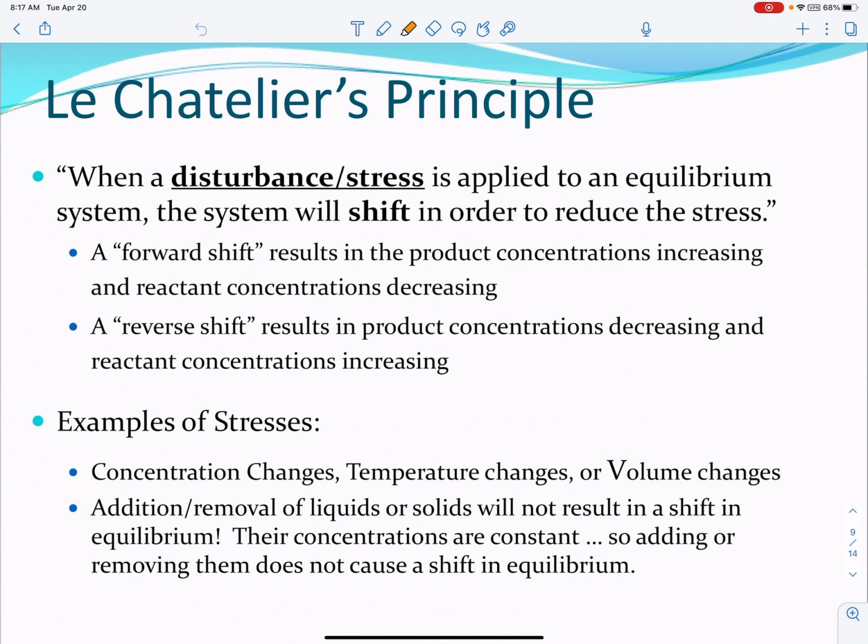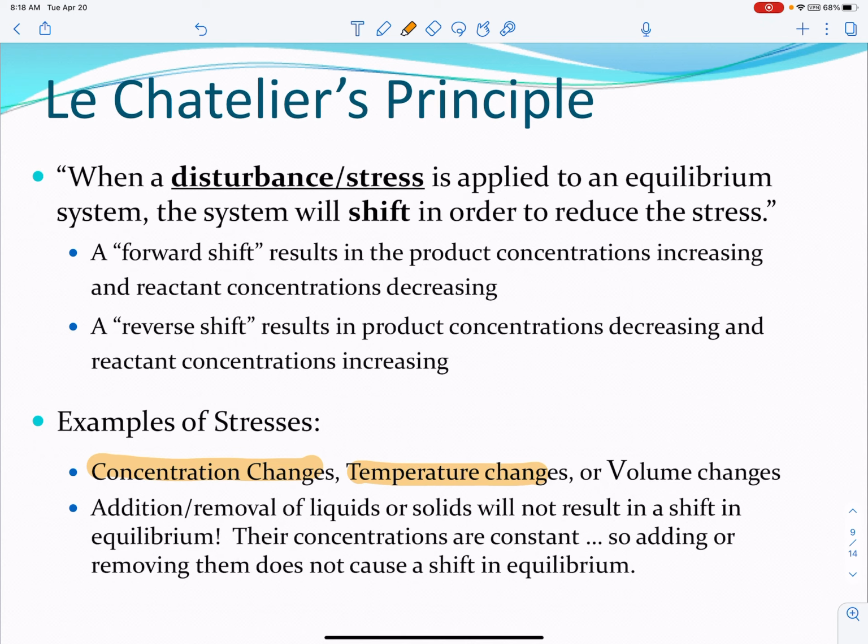Now, what are some stresses? How can you disturb an equilibrium? Well, basically, if you think back to our kinetics unit, the factors that affect rates of reaction. At equilibrium, forward and reverse rates are equal. If you do something that changes that, if you do something that makes the forward rate faster, for example, or the reverse rate slower, then that will affect the equilibrium. So things like concentration changes. If you increase the concentration of a reactant or a product, or decrease a concentration. If you change temperature, which we know affects rates, we also remember temperature affects the value of Kc.